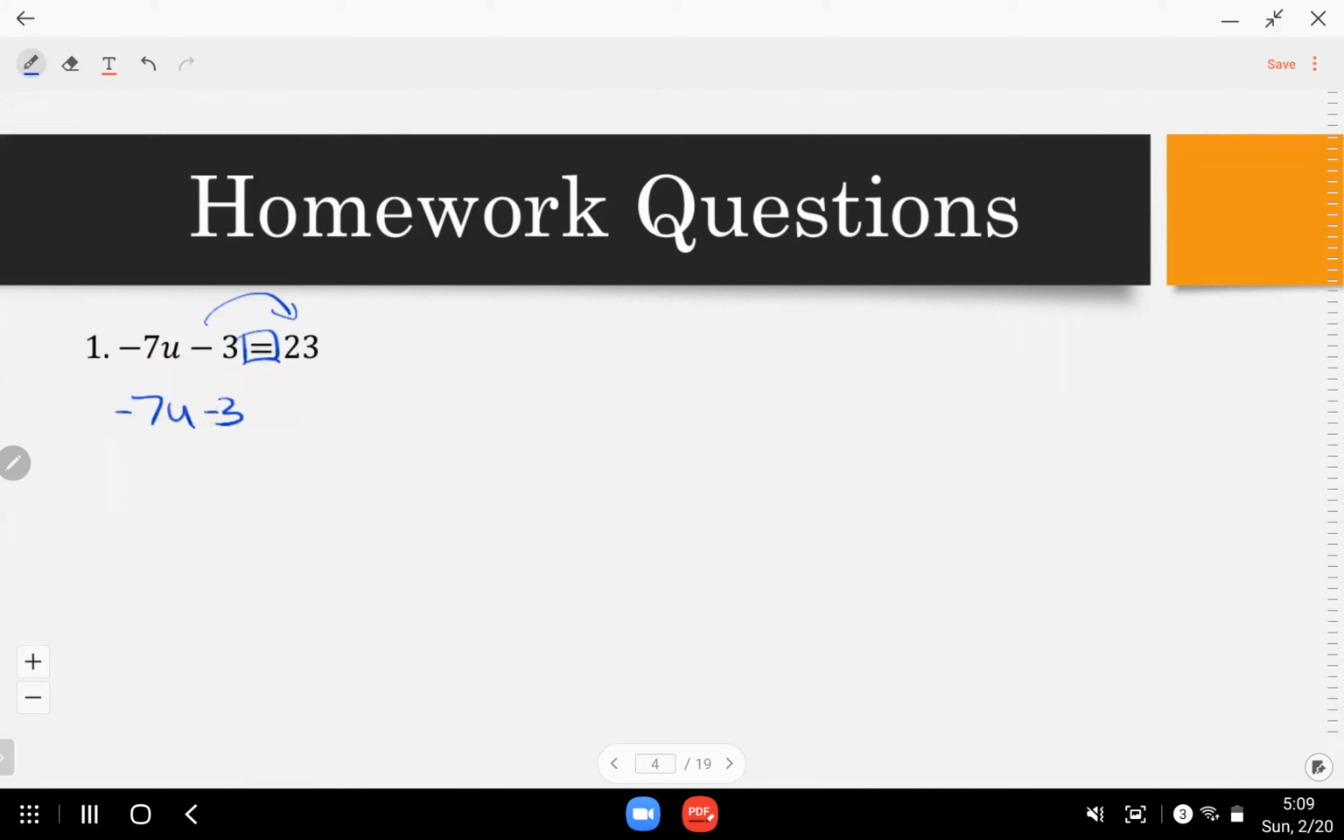So if you want to cancel out this negative 3, you want to add 3. Since negative 7u minus 3 is equal to 23, you have to do it to both sides to keep the equality the same, right? So I'm going to add 3 to this side, and you have to add 3 to the other side. So then you add 3, and you get negative 7u is equal to 26.